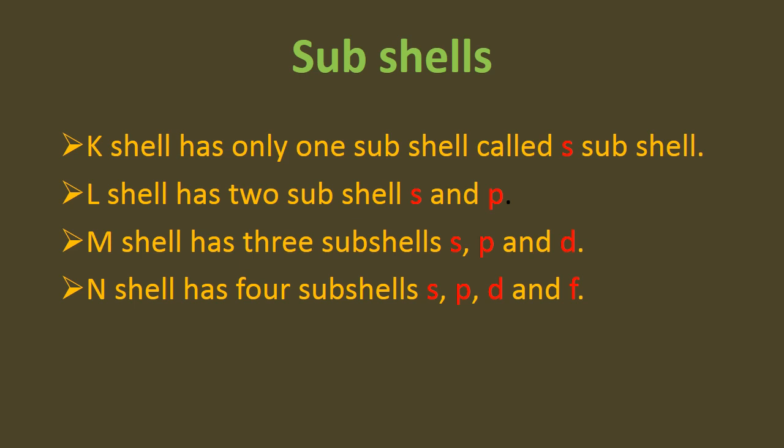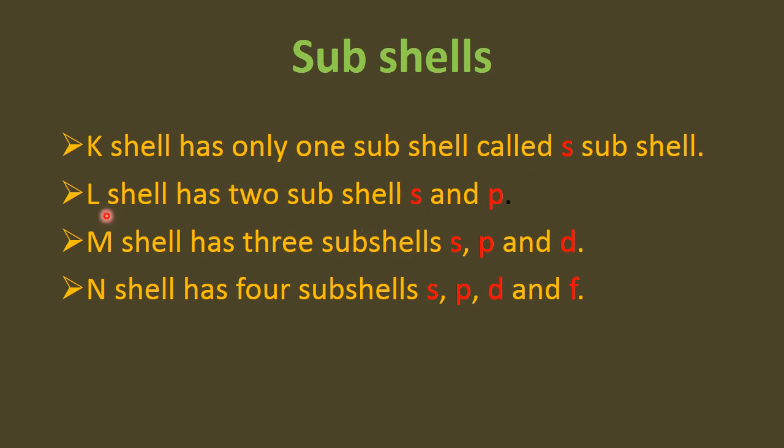Here the question arises of how many subshells each shell has. So we will start from the very basic first shell, the K shell, which is closest to the nucleus. Now the K shell has only one subshell, called the S subshell, and I have told you before, S stands for sharp. It is spherical in shape and it can accommodate 2 electrons.